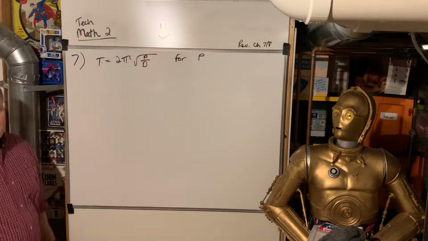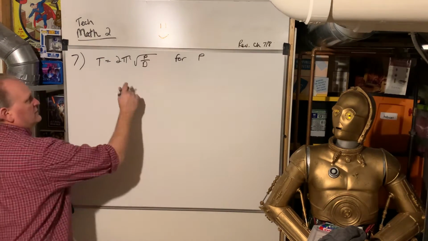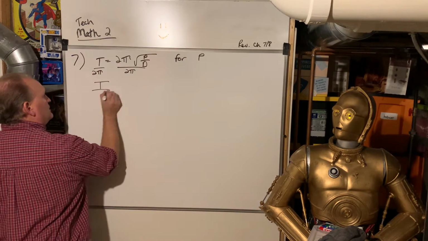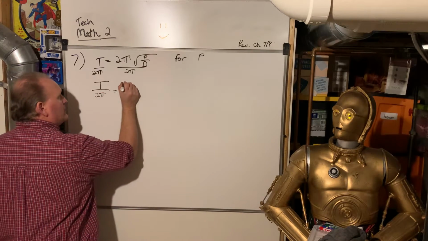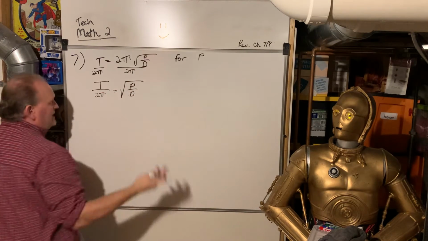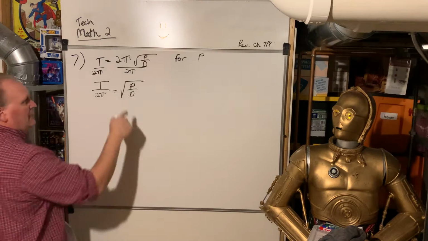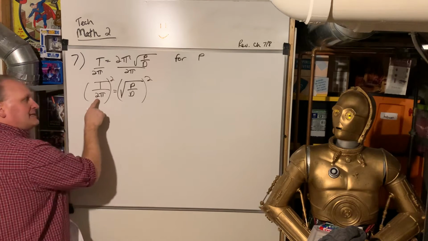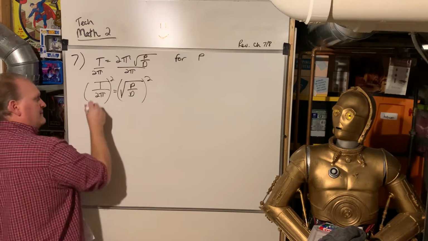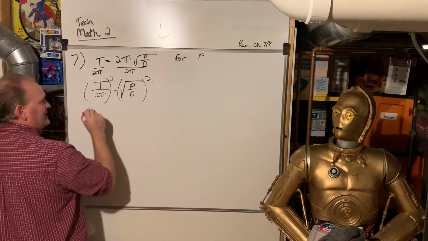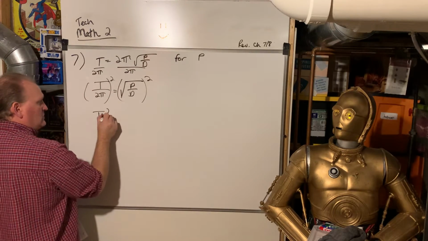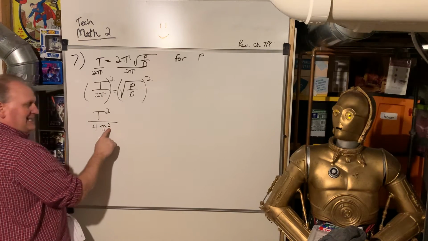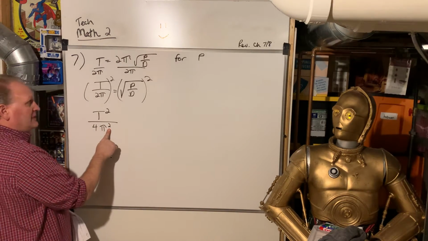So, just like before, we want to isolate the root. So we'll divide both sides by 2 pi. So t over 2 pi is equal to the square root of p over d. But then we don't want a square root around it, so we're going to square both sides. Be careful with that because the pi gets overlooked a lot of the time. So t over 2 pi times t over 2 pi is t squared over 4 pi squared. That gets left off lots of times over my career.